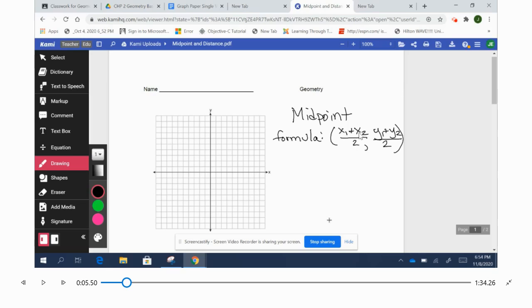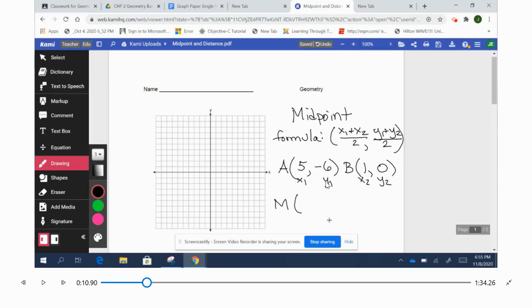Now make sure that you add those first, even though there's not parentheses around the addition. It has to be done before dividing by 2. So get an answer from the addition and then divide that by 2. So right now I'm just showing you which one's x1, which one's x2. So 5 plus 1 is 6. 6 divided by 2 is 3.